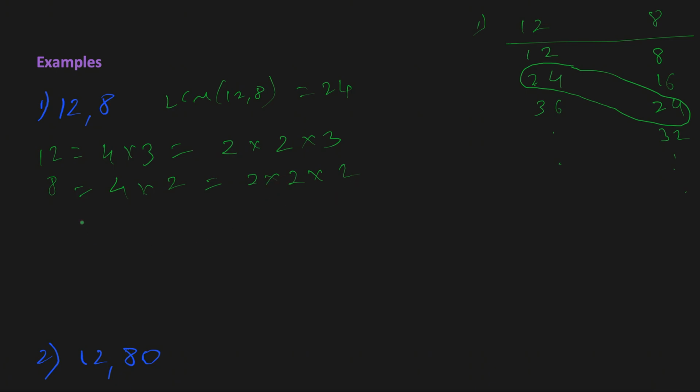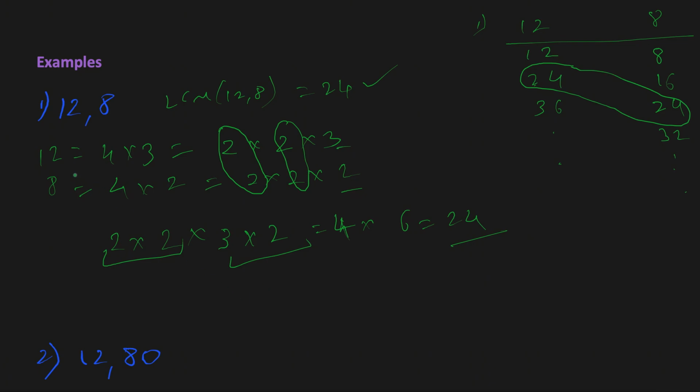In terms of LCM, we will first find the common factors and write them together, which is 2 and then 2. Then we'll also multiply the rest of the numbers which are not common, so 3 times 2. We can see that 2 times 2 is 4, and then 3 times 2 is 6, and 4 times 6 gives us 24, the same number.